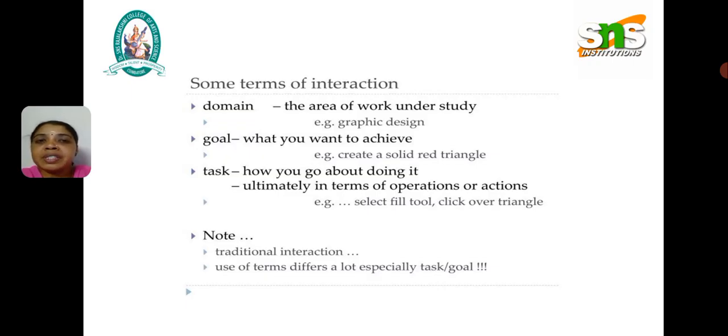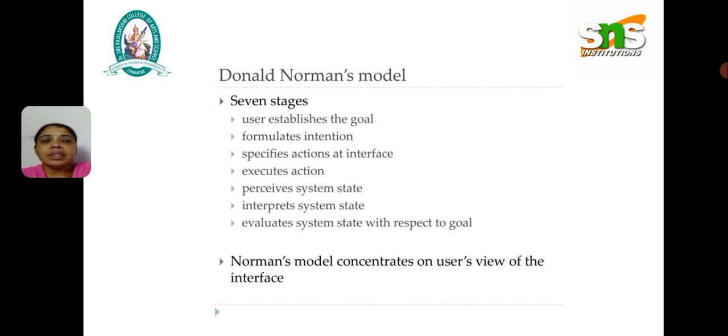So we have to first take some steps. We have to analyze and start doing the diagram. That is, select the tools, selecting some fill tools and click over the triangle. We have to fill the shape, and we have to fill the color also. So we have to use some traditional interaction methods for doing the tasks as well as achieving the goal. These are the 7 stages we have to face for interaction between a human and the computer system.